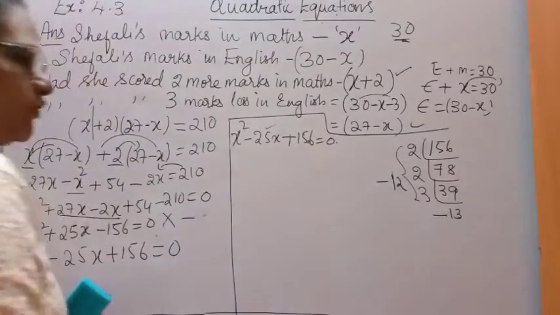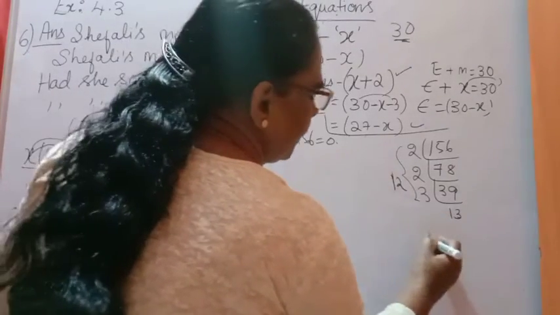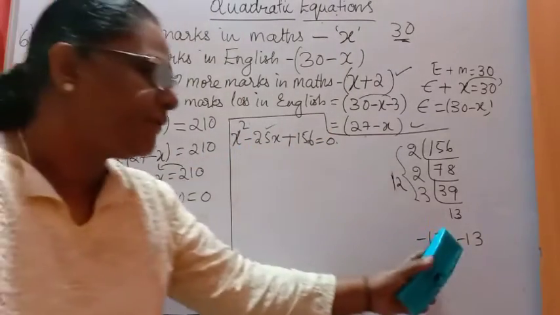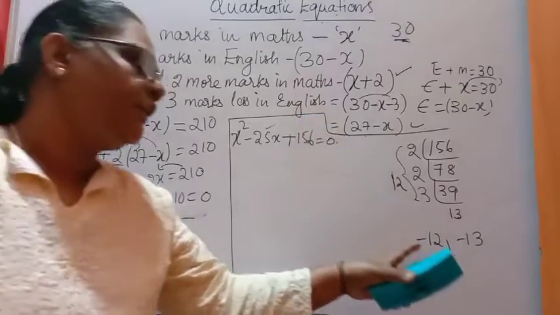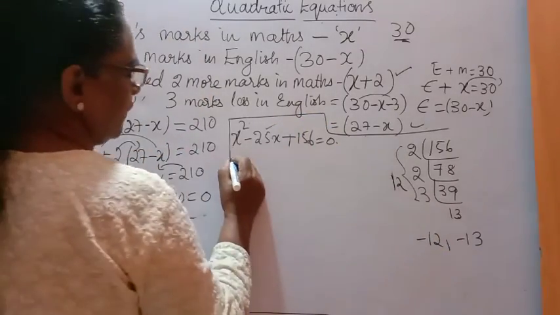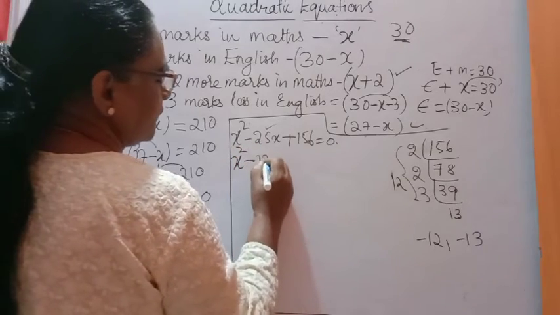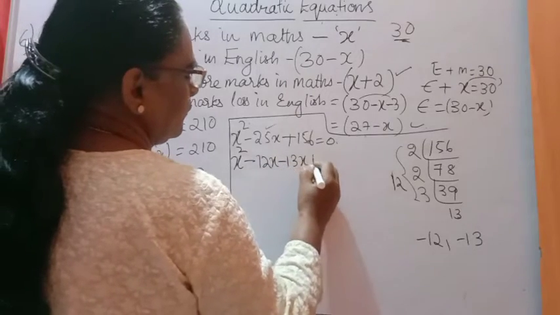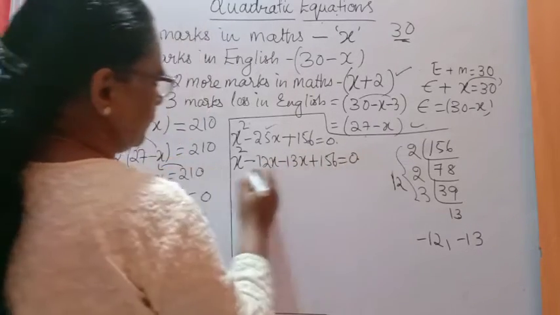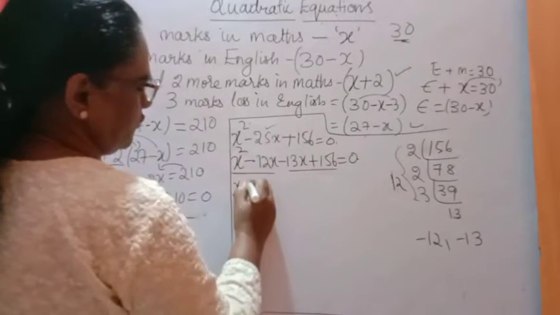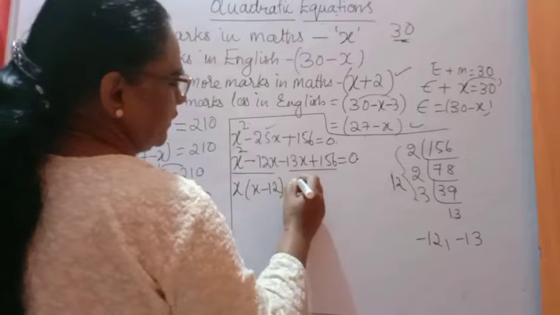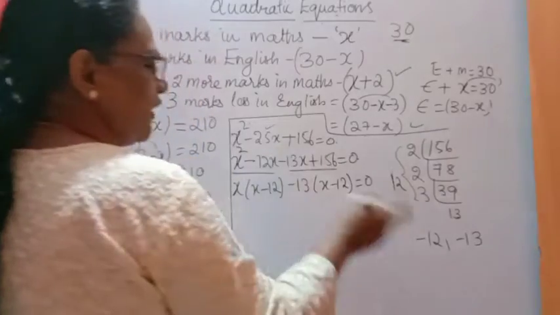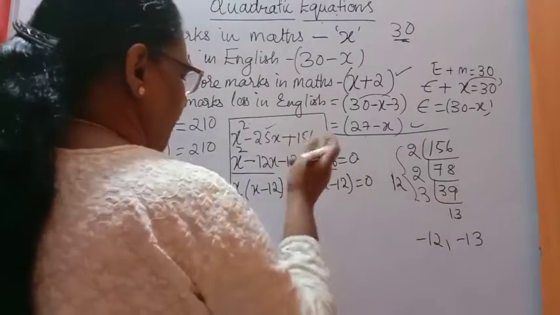So both should have minus sign. I keep 12 and 13 separately as the factors. Both minus, minus I will give, so that when you multiply minus into minus you will get the last term. When you add you will get the middle term. So this one I will write as x square minus 12x minus 13x plus 156 is equal to 0. Next grouping, x common: x minus 12, minus 13 common: x minus 12. I have told you whatever factors you have taken, the same thing you will get.